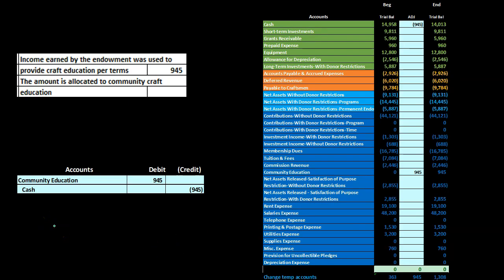Next transaction. Income earned by the endowment was used to provide craft education per term. So we had income that was earned by the endowment. The endowment's going to be a type of investment. It earned income.